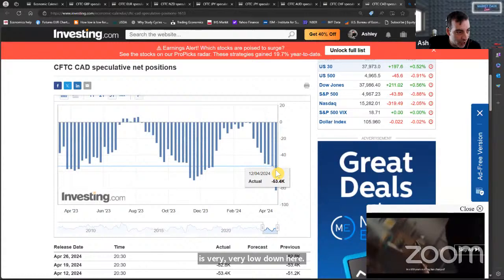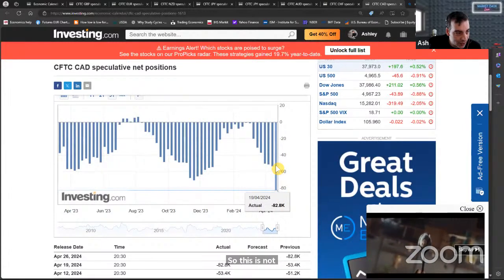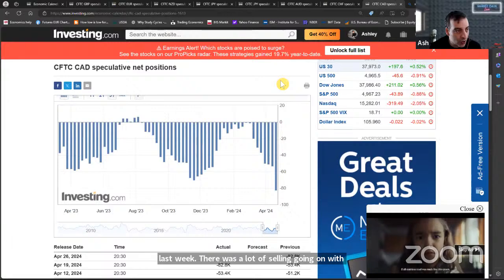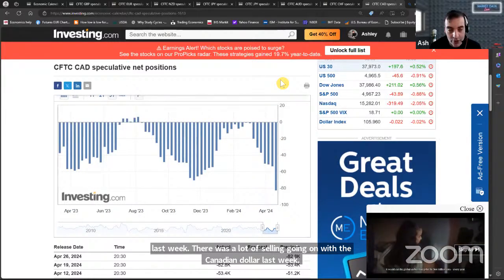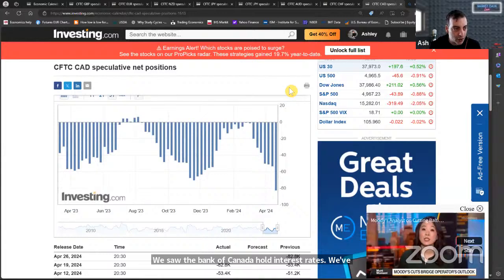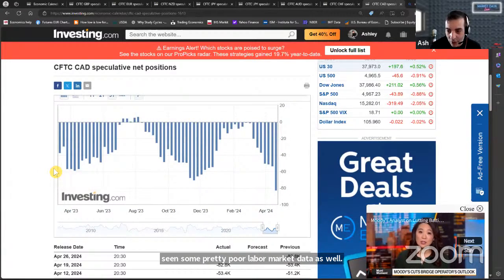The CAD took a huge sell last week. There was a lot of selling going on with the Canadian dollar last week. We saw the Bank of Canada hold interest rates. We've seen some pretty poor labour market data as well. So this is really all suggesting that there's still some longs to come with the dollar.